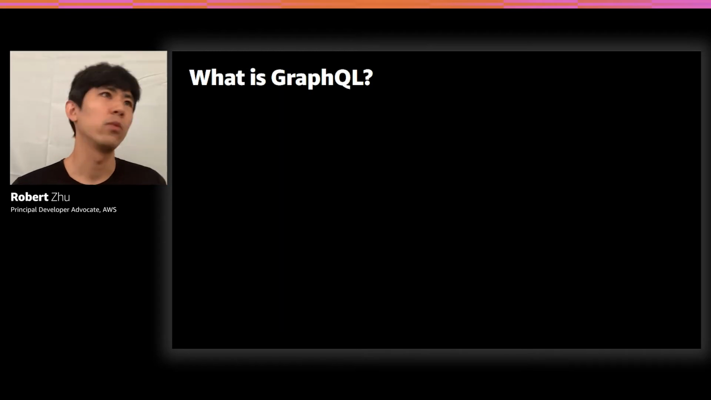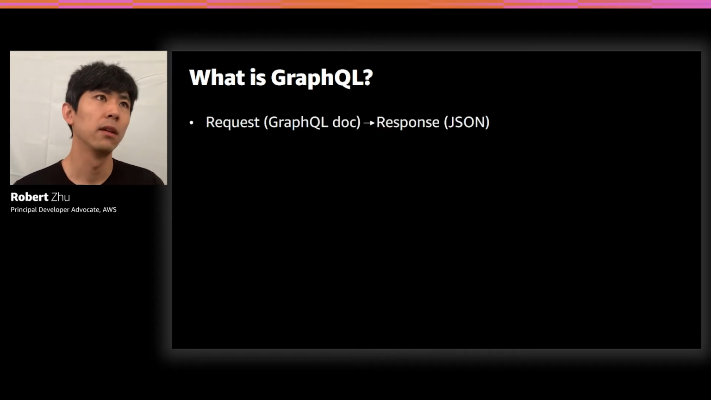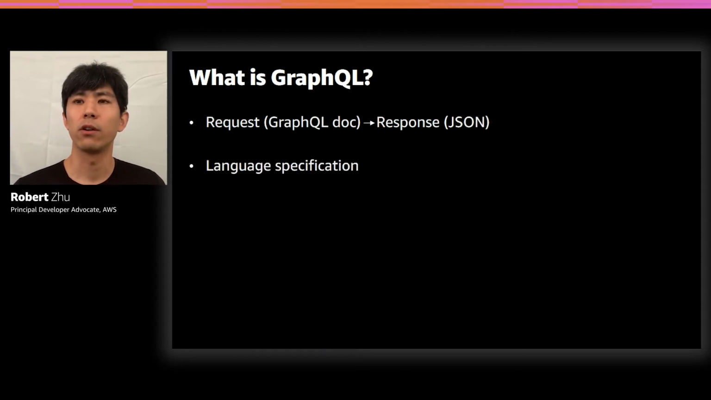So, what did we just see? Well, we saw that we created a GraphQL document, we sent it over to the server, and we got back a response. What that should tell you is that there are some rules. Remember when we started that GraphQL document with the operation type query, and then we gave it an operation name, and then we had some curly braces that had to be matched. All of those rules are defined in the GraphQL language specification.